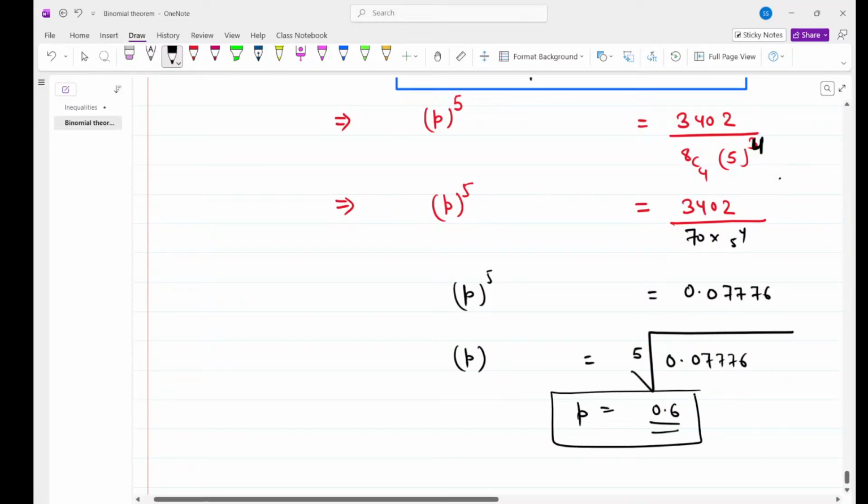Any doubt in this solution? Can I just look at it again? Yeah, yeah, please.